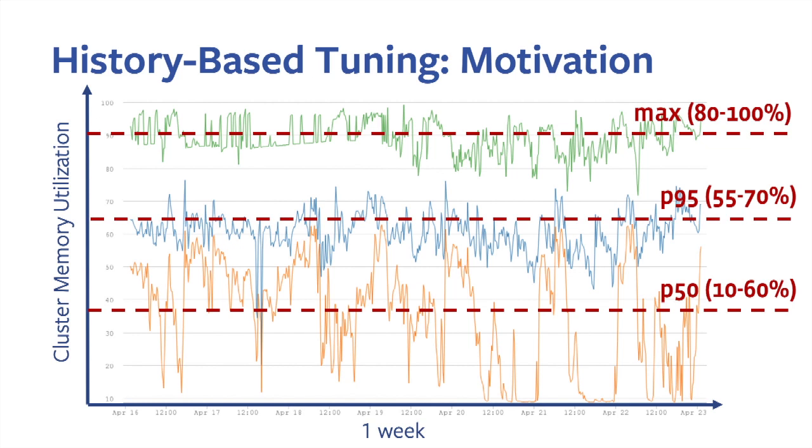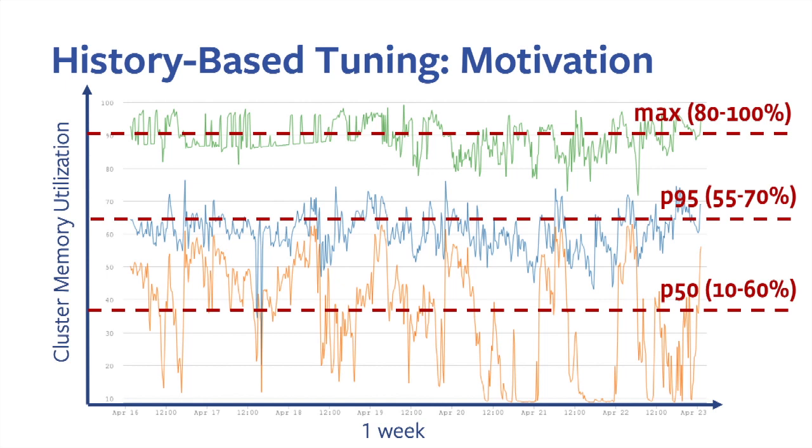Now, talking about history-based tuning, the motivation behind this problem can be traced to this graph. Here I have our cluster utilization. This is one of the biggest Spark clusters at Facebook, and we are looking at 1 week of memory utilization for that cluster. Now you see 3 lines here, and these are very interesting lines. The bottom line is the P50 memory utilization, which means that 50% of our machines are utilizing, depending on the time of the day, 10 to 60% of memory.